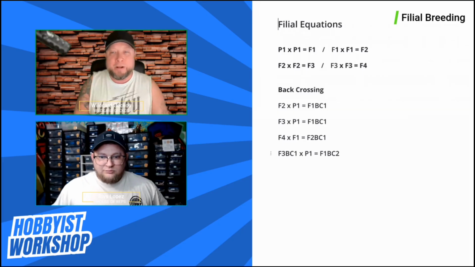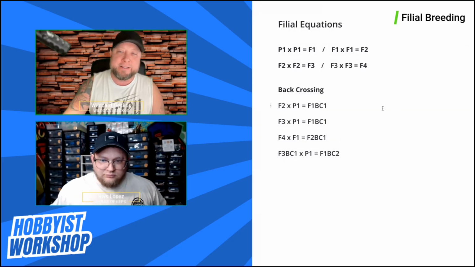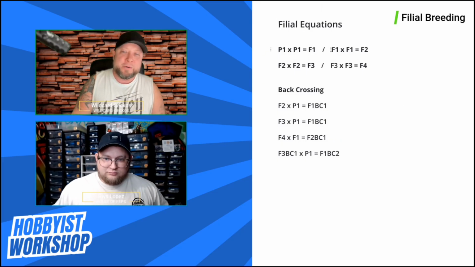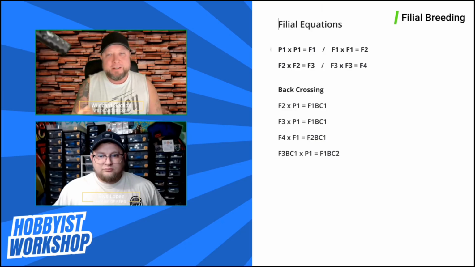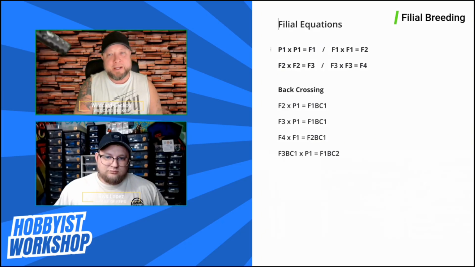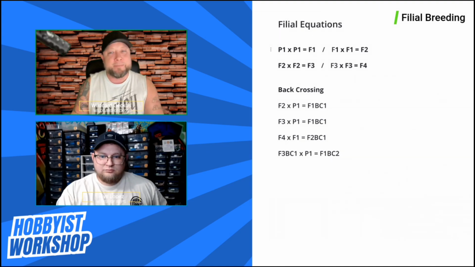Okay, so some of our filial equations. You've got your P1 by P1 equals F1 right here on the top. Over here to the right, your two F1s are going to create F2s. Your two F2s are going to create F3s. Two F3s obviously are going to create F4s. I'm going to go ahead and stop there.